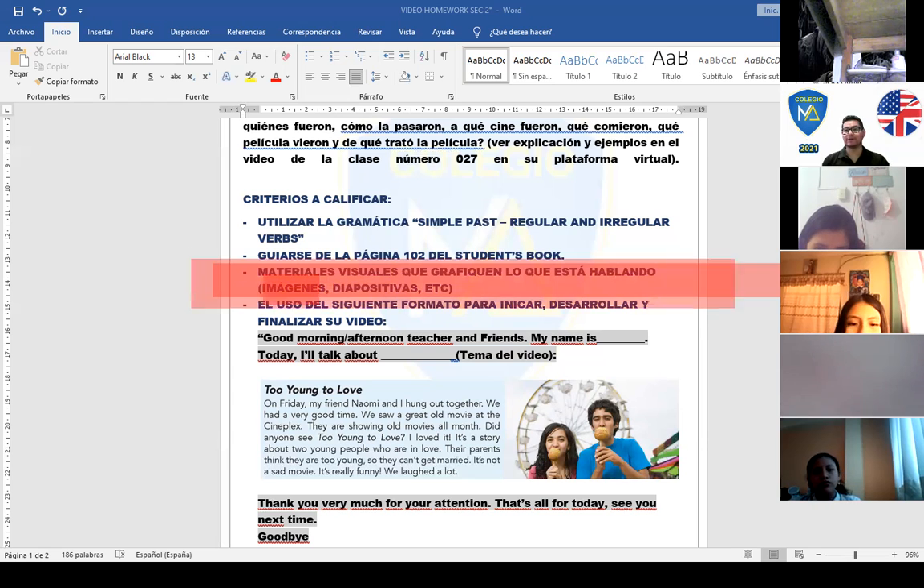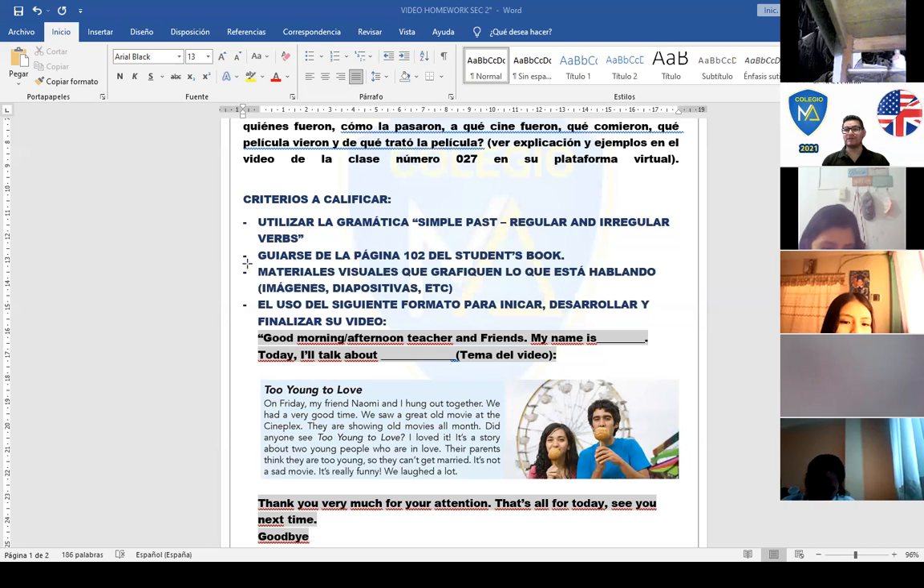Ya recuerden que el tema de materiales es de libre elección, ¿no? Pero sí o sí tienes que presentar un material visual que grafique lo que estás hablando. Si vas a hablar de que te fuiste a Cineplanet, mostrar alguna imagen del cine; si vas a hablar de que comiste un pollito a la brasa, mostrar tu pollito a la brasa; si te comiste un Kentucky, mostrar una fotito de Kentucky, qué sé yo.